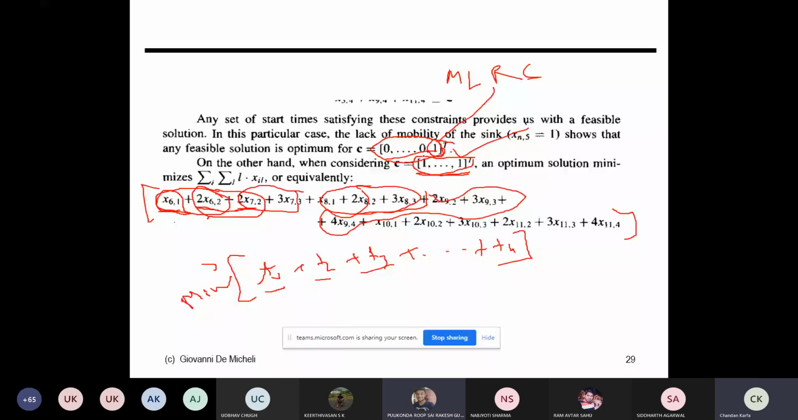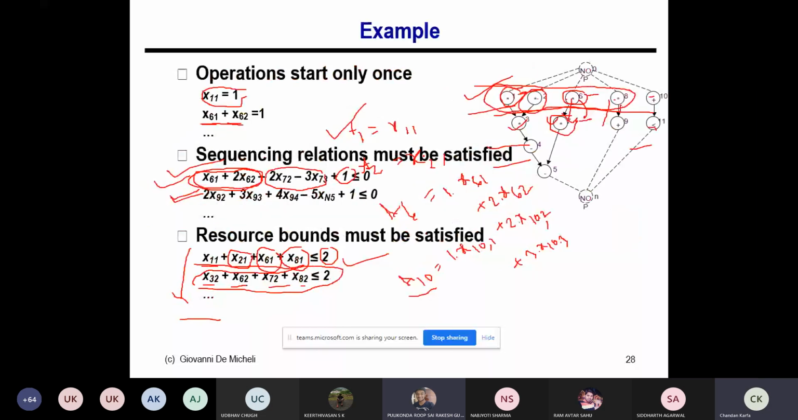Okay, so now the question, please. When we are talking about these operations x6 and x8, you are saying the mobility is only 1 comma 2, but you are getting those mobilities from the ASAP and ALAP algorithms, where you are not considering the resource constraints. So how can those values be correct here? Yes, it's a very good question.